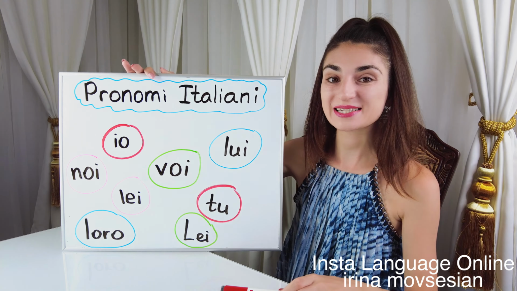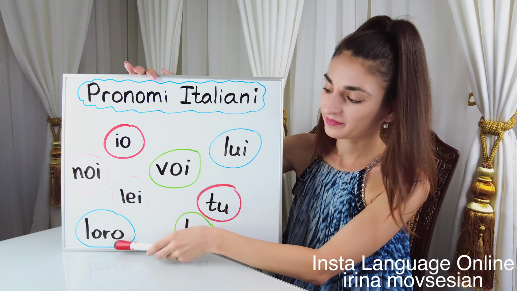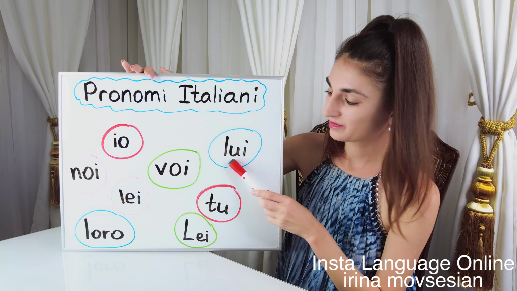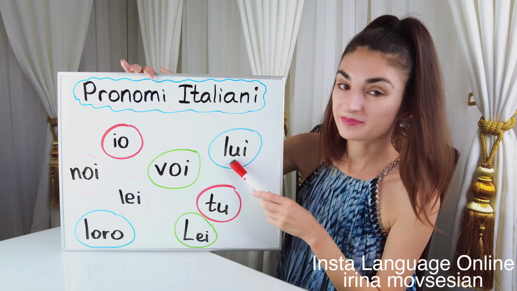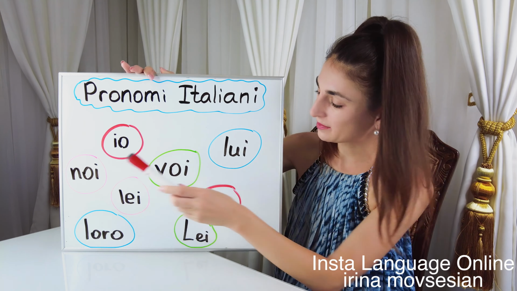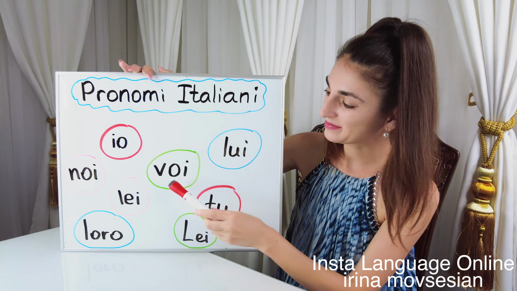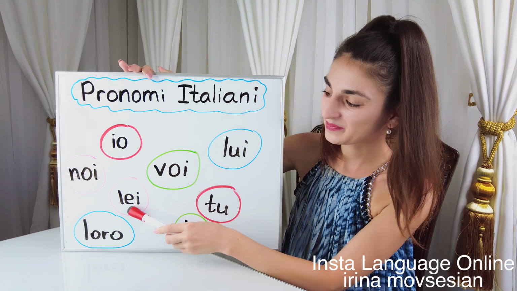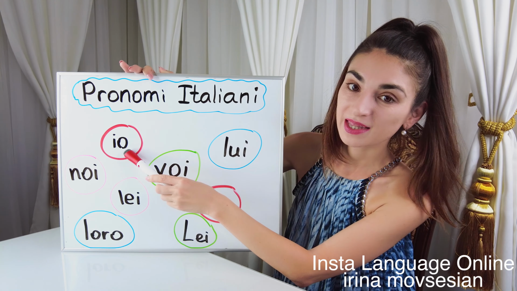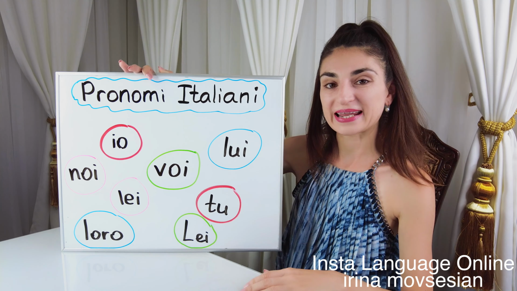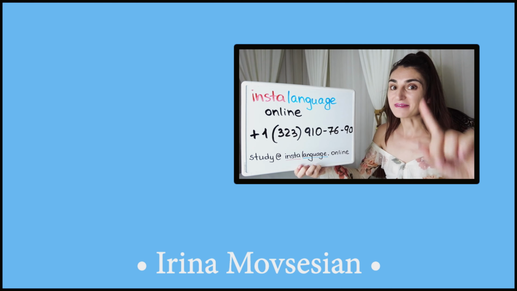You, plural form. We. They. He. You, singular. I. You, polite form. She. They. We. He. You. She. I. Molto bene.